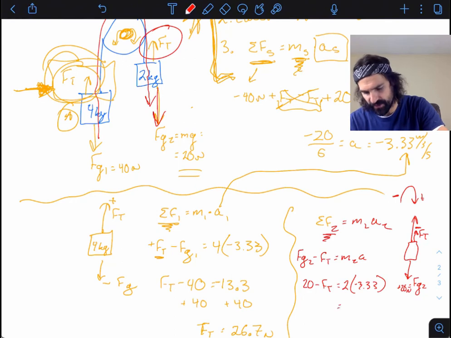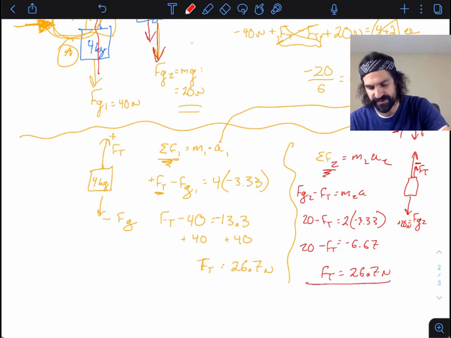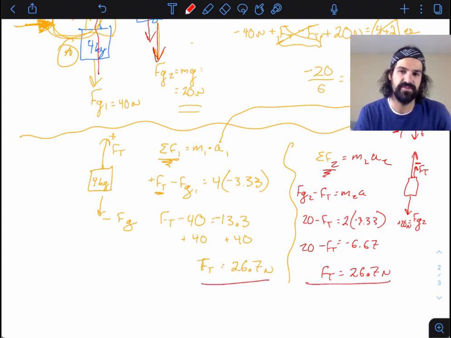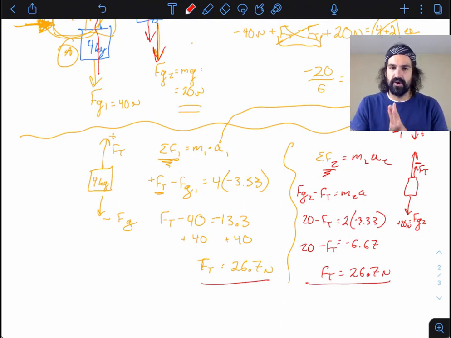And I think you people already see this. Negative 6.67 or negative 6.7 equals 20 minus tension. And then with a little bit of algebra, you should find that tension using the right object is also going to be 26.7 newtons. So you're going to get the same tension because tension is the same everywhere throughout the rope.